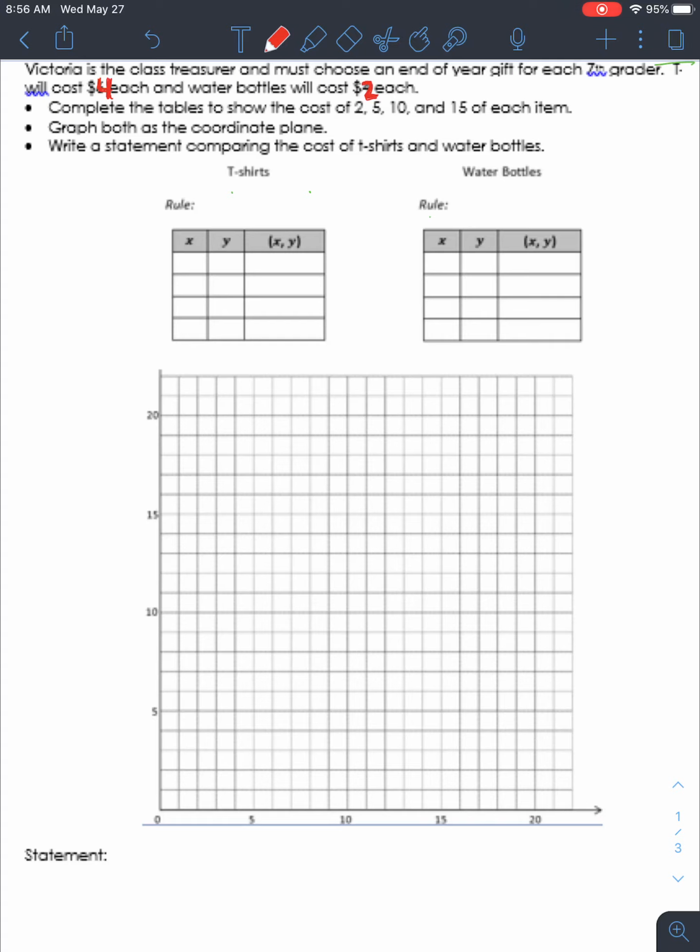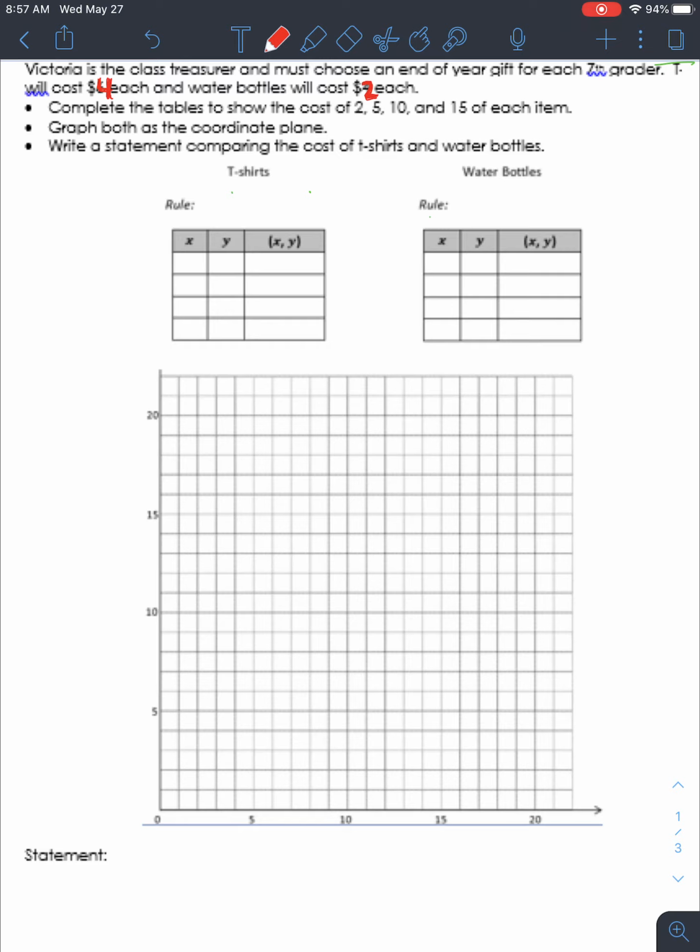Victoria is the class treasurer and must choose an end of year gift for each 7th grader. T-shirts will cost $4 each and water bottles will cost $2 each. Complete the tables to show the cost of 2, 5, 10, and 15 of each item. Graph both on the coordinate plane. Write a statement comparing the cost of t-shirts and water bottles. Whew, that's a lot of information.